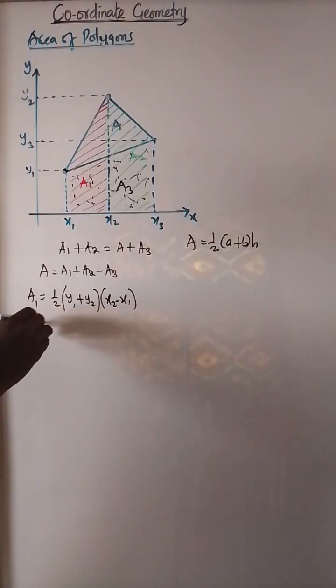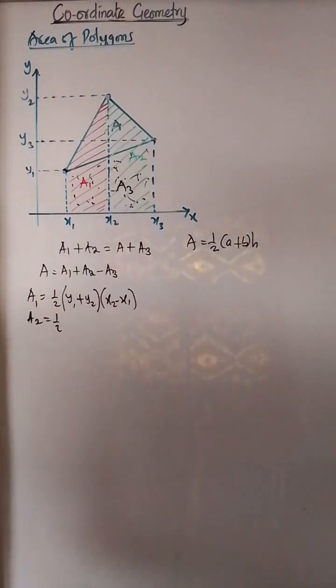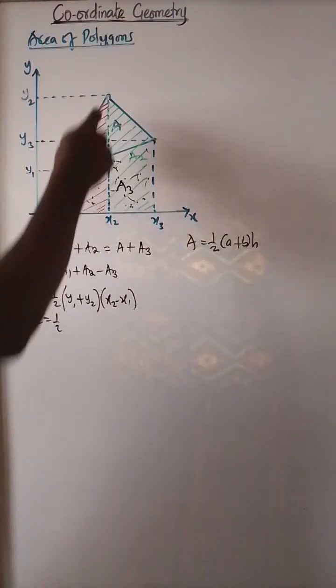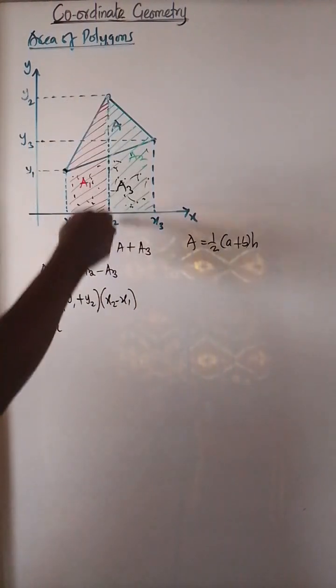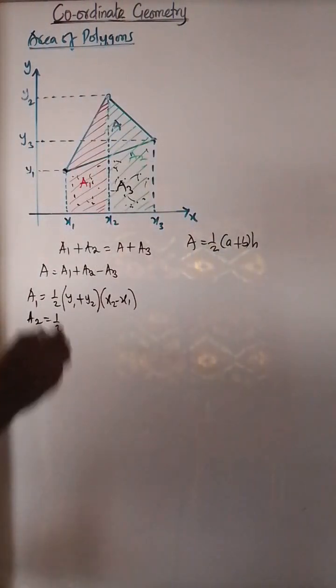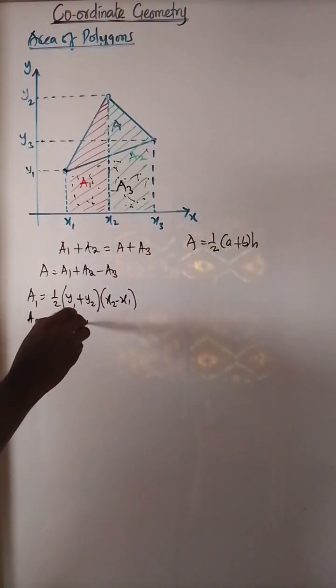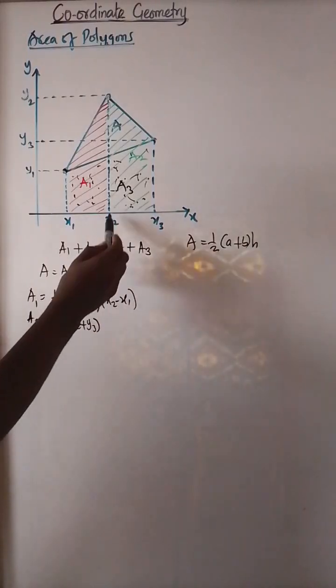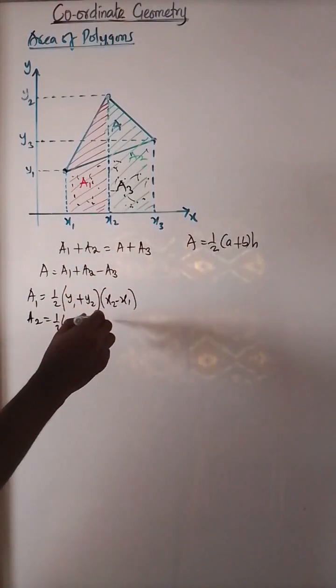So for A2, what's A2? That's also half. The parallel sides, our A2 is the green, everything here. So that's y2 plus y3, times from here to here. That's x3 minus x2.